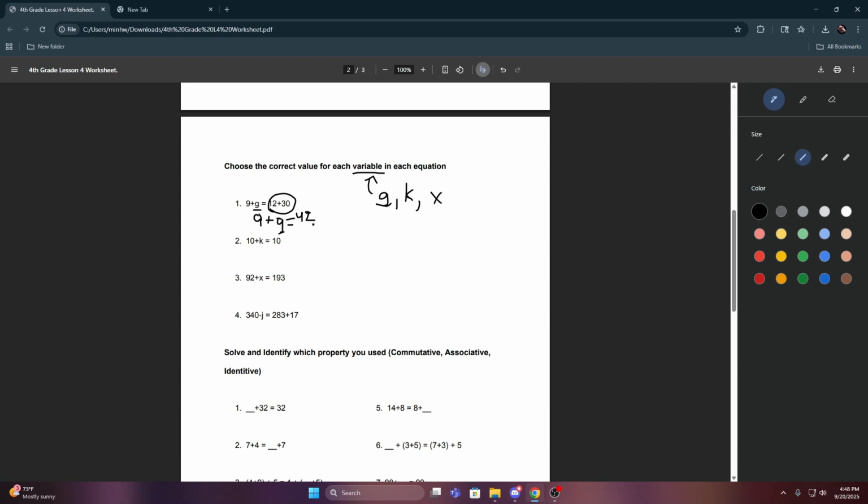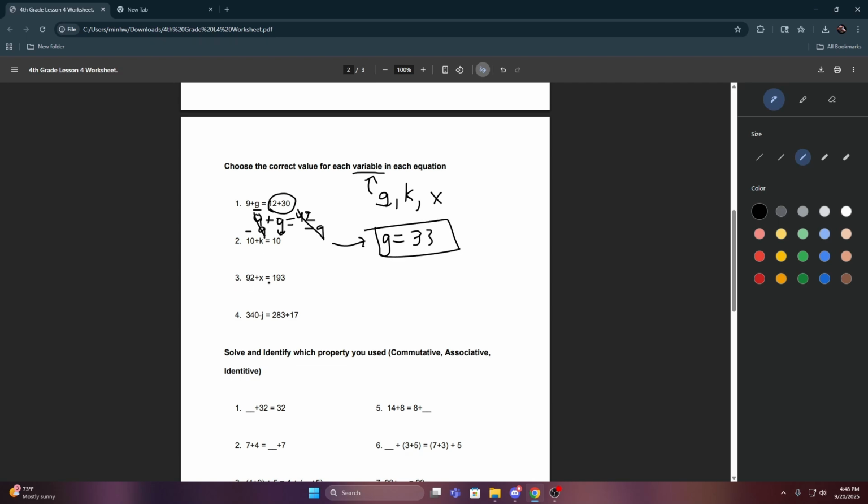An easier way to think about it also is, since 9 plus something will give you 42, that must also mean that 42 minus that 9 will give you something, because it's like working backwards. So let's try that. Let's subtract 9 from both sides. And this will leave you with G is equal to 33, because 42 minus 9 is 33. Let's try one more, because this is rather complicated.